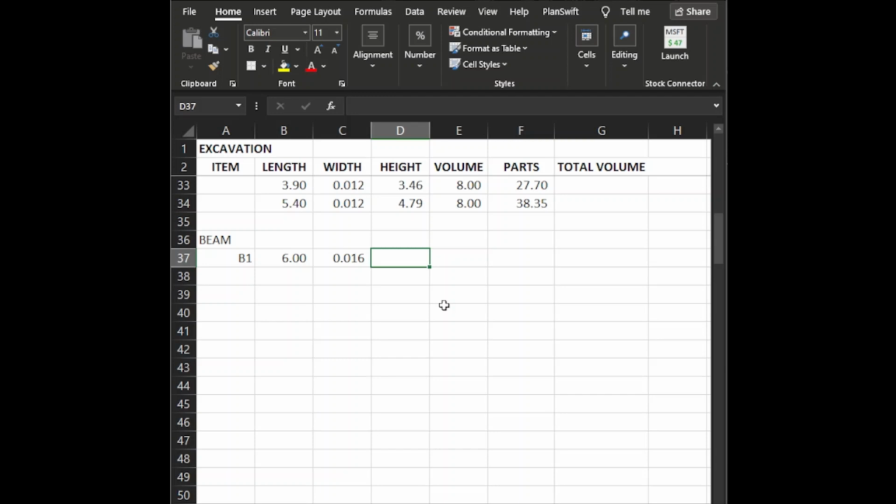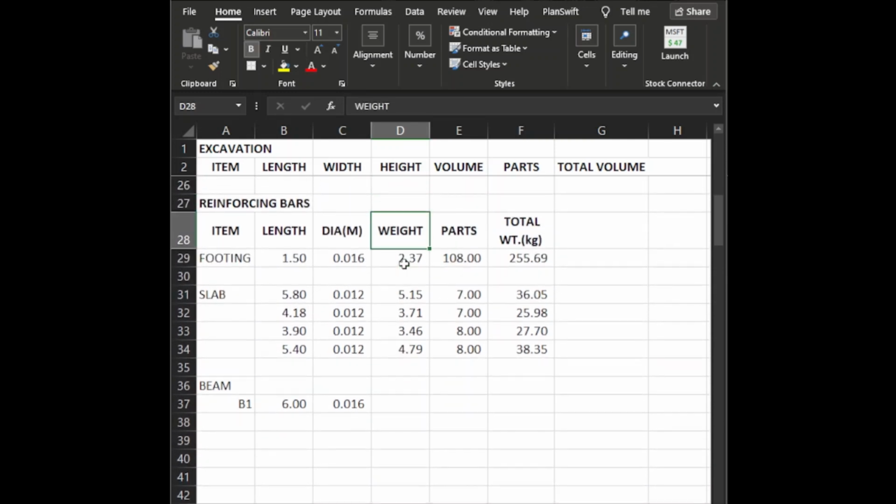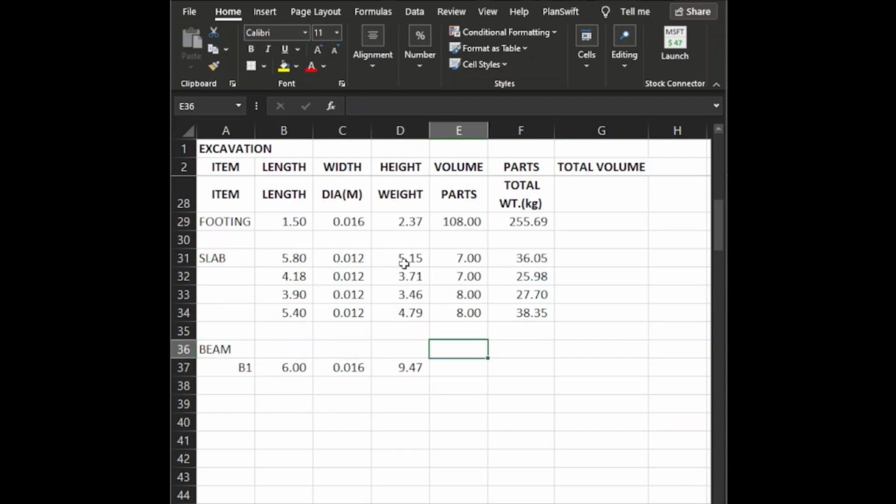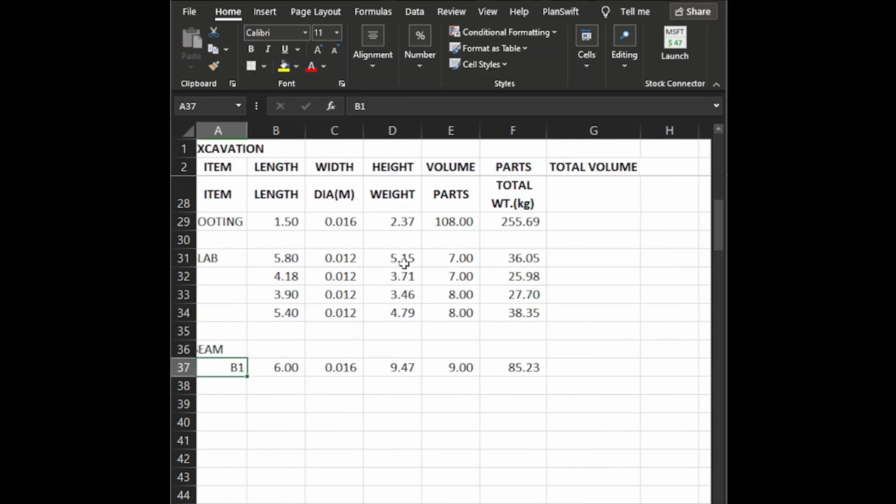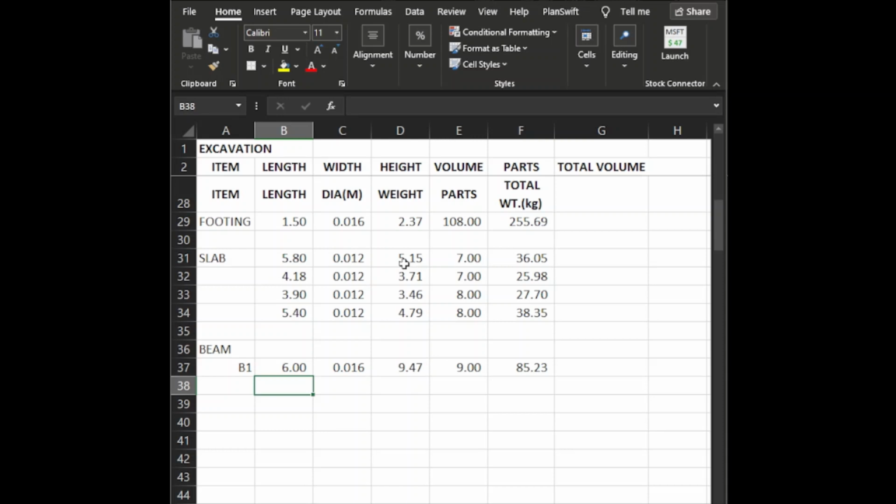Then the height is, what is this? Wait, this is height. The weight is, let's just copy here. Okay, the formula, and the parts is how much, that one, 9. So the weight of that one in beam 1 is 85.83 kilograms. So we will compute the ties.